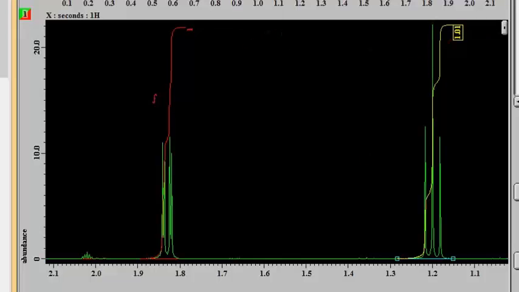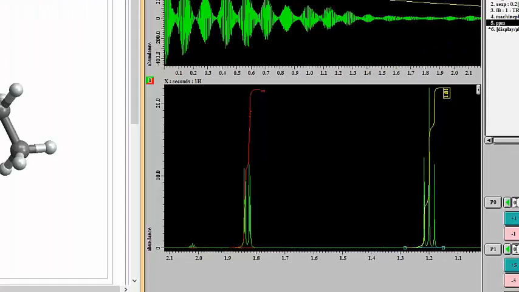So notice how the area underneath these two curves are equal to one another. That means that the number of protons that correspond to this signal is the same number of protons as it corresponds to this signal. That means if this actually is one proton, then this has to be one proton, 2 protons, 2 protons, 3, and 3. The area underneath the curve does not tell us the absolute number of protons. It tells us the relative number of protons.